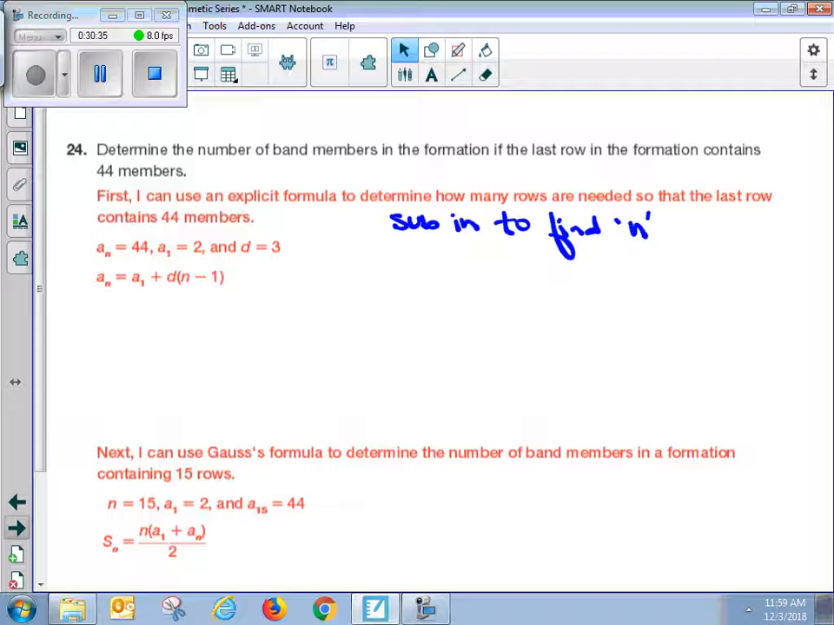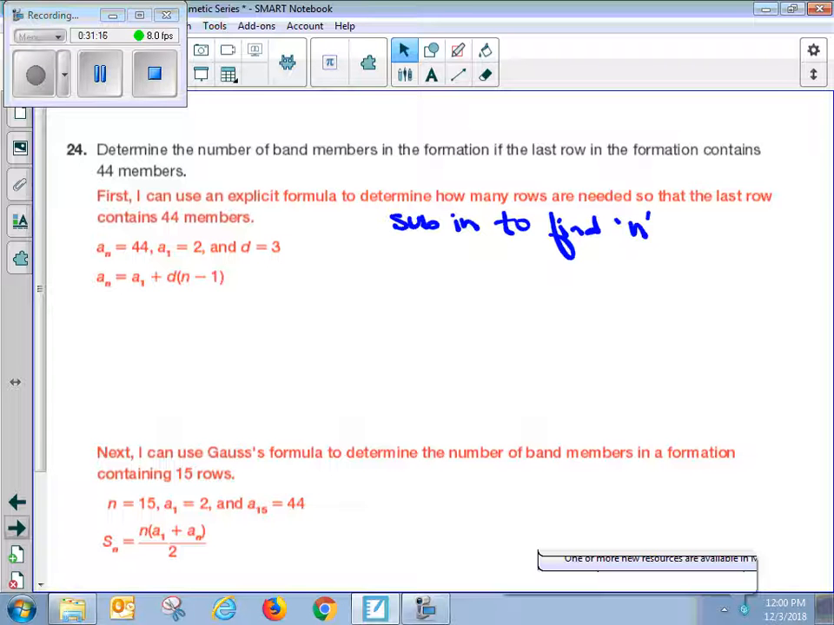Last one. So I've totally held your hand with this, so you have no excuse to miss it on the test other than you chose not to go back and look at your notes. Okay. Determine the number of band members in the formation if the last row in the formation contains 44 members. So now I'm changing the information. Do you know how many rows there are? No. Okay. So I do know A sub n is 44. I do know that it starts with 2, and I do know my difference is 3. So we need to find out what n is, because to find the sum, you need an n.